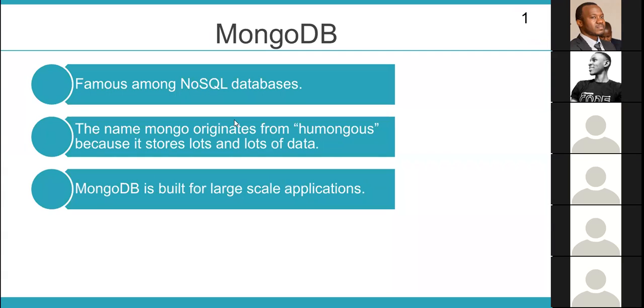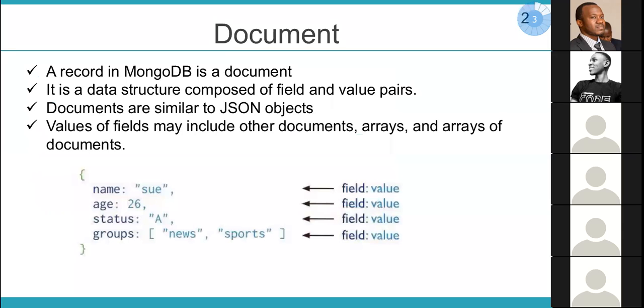MongoDB is a famous one among NoSQL databases, and its name Mongo originates from the word humongous, and humongous means lots and lots of information. Because it stores a lot of data, the name Mongo came from that word. Mongo is particularly built for large-scale applications, though you can use it for smaller scale applications, but it was designed for large-scale applications to store lots and lots of data.